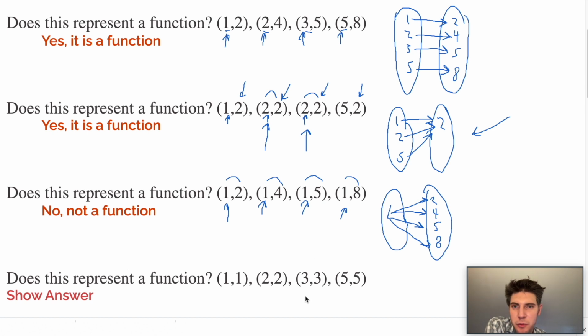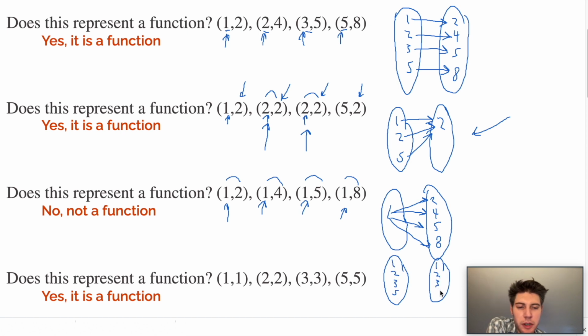And now for this last one, 1, 1, 2, 2, 3, 3, and 5, 5. Well, since no x is repeated, we automatically know it is a function and draw the mapping. And our domain is 1, 2, 3, and 5, and our range is 1, 2, 3, and 5. And we can see each of these x's only goes to one y. And that's it. So that's how to do these problems.